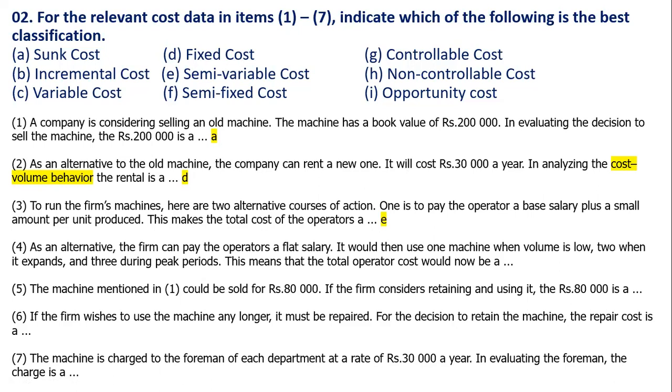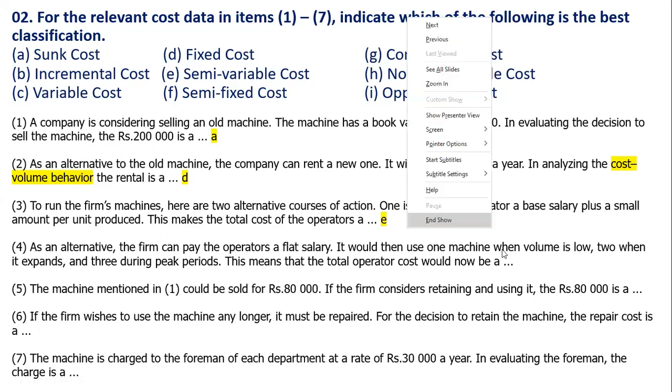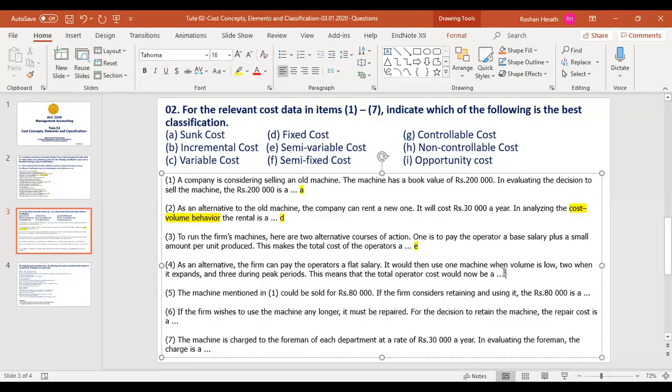Yes, very correct. So that is a classic example of what we have just discussed. Very correct. It's a semi-fixed. Different levels. Semi-fixed. Very correct. Good.